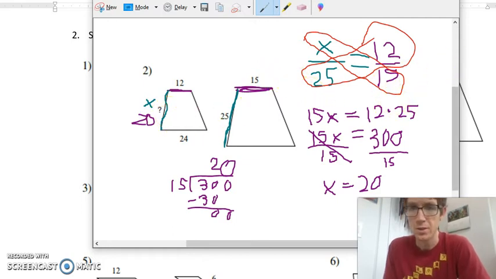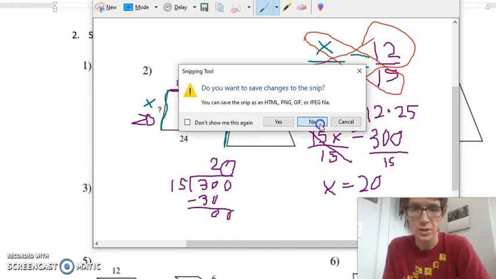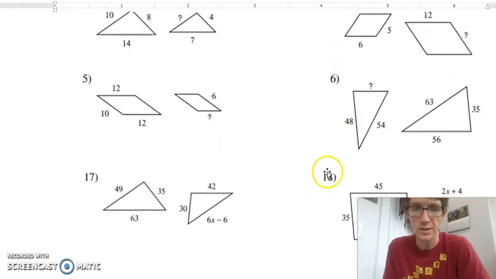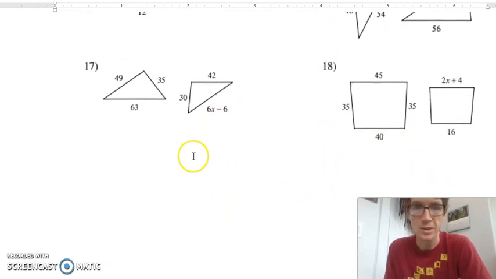Okay, so I just did two of the problems that don't involve as much algebra, more just straight up proportion problems. So let's do one that has a bit more of an algebraic expression in it. So I just did 1 and 2. I want you guys to do 3, 4, 5, and 6. And now I'm going to do 17 here, and you're going to have to do 18.